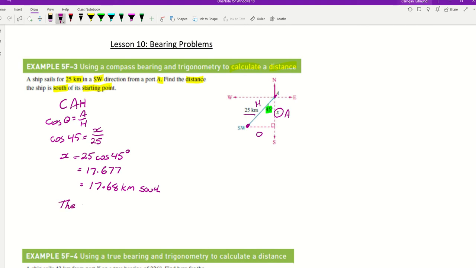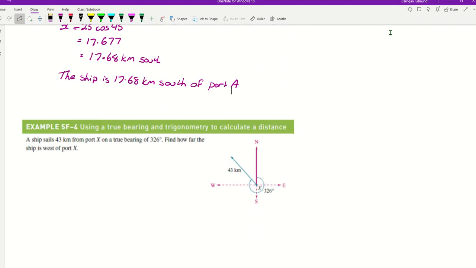The ship is 17.68 kilometres south of Port A, or its starting point, south of point A, which is its starting point. Okay, let's have a look at our next example.